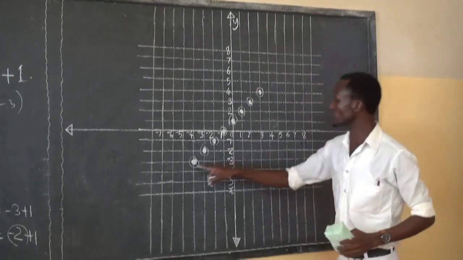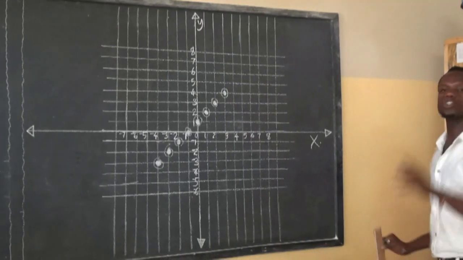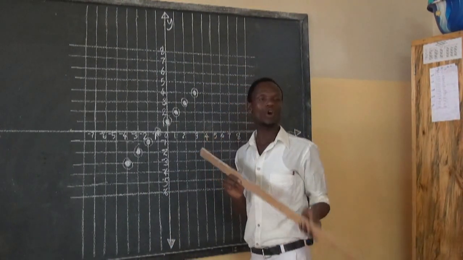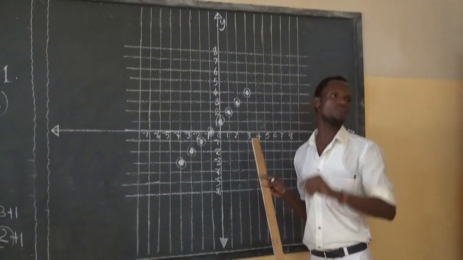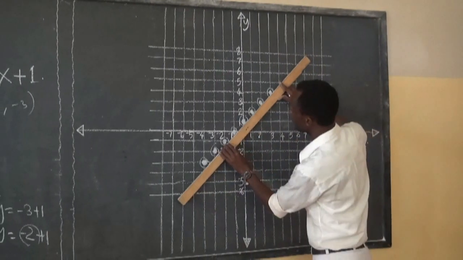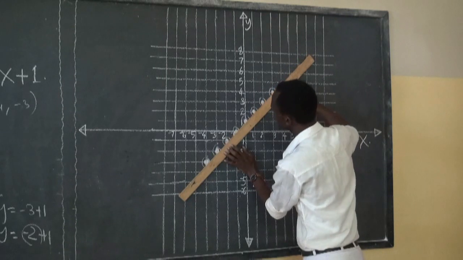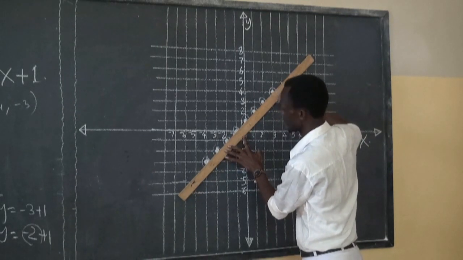Now, after locating those points, it is simple for us to join. Now you join those points. You join by using a ruler because this is a straight line. Definitely use the ruler to join those points. Now you join the points like this, not using your bare hands. Just use a ruler to join them. This is the way we do it.